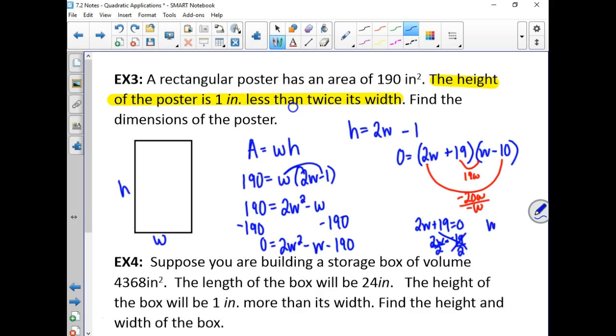For the other one, I've got W minus 10 equals 0. So I just know that's going to be W equals 10. That's the answer I'm going to use. So my width here is 10 inches.